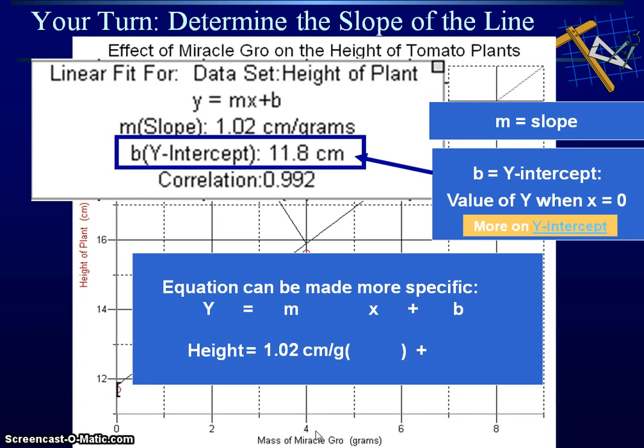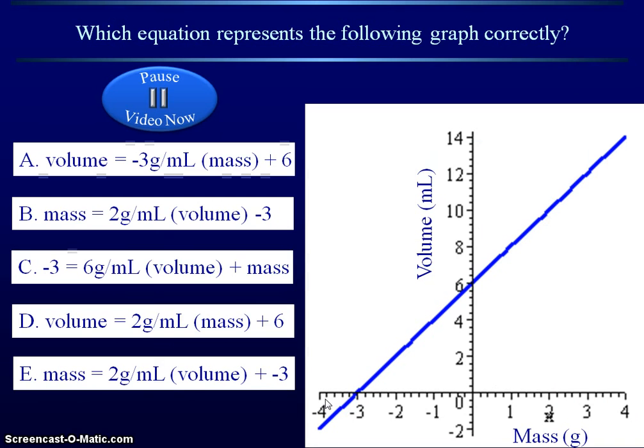And then instead of x, well, my x-axis is the mass of the Miracle-Gro. So we're going to say the height equals 1.02 centimeters per gram times the mass plus, and again, we've established what the y-intercept is. We have a value for that, so it's 11.8. So if I said, well, what is the equation for this line that we've drawn? This is a good specific equation that we can say for that line.